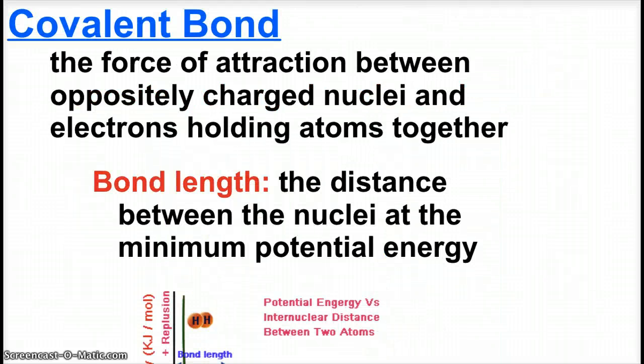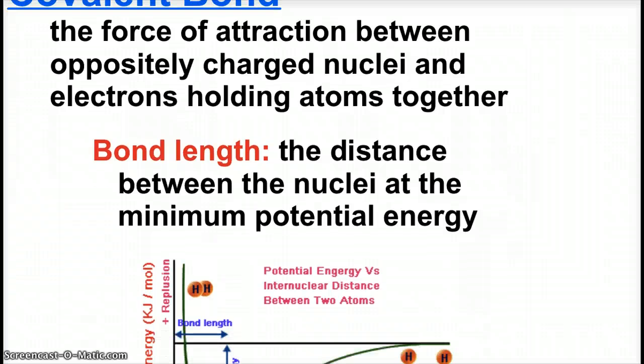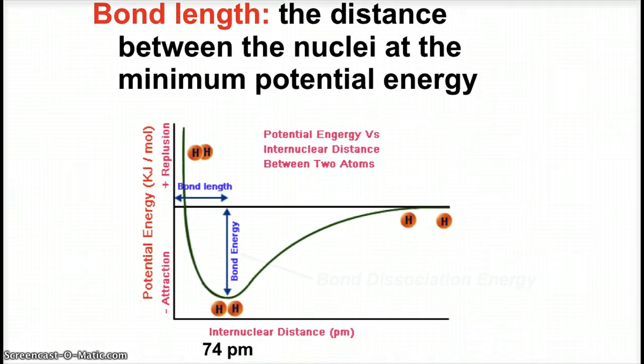So a covalent bond, of course, is sharing of valence electrons, but a little more sophisticatedly, we say it's the force of attraction between oppositely charged nuclei and the electrons holding the atoms together. There's some repulsion between the nuclei, and there's repulsion between the electron clouds, but there's also attraction. And so there ends up being this perfect distance, this bond length, which is the distance between the nuclei at the minimum potential energy. And we see this lovely little graph.